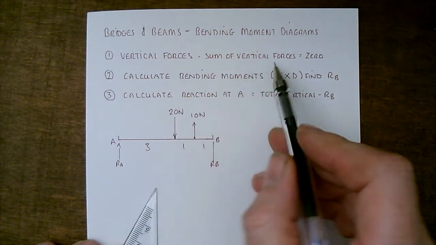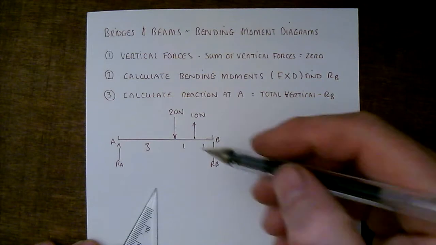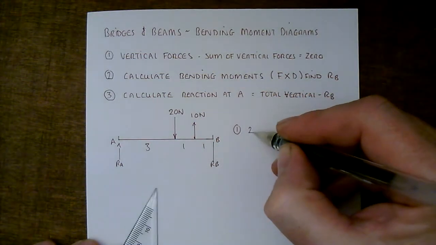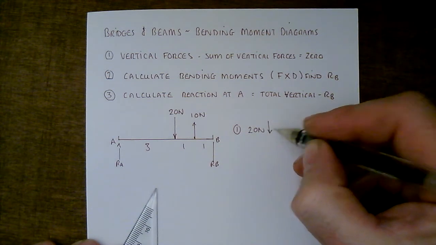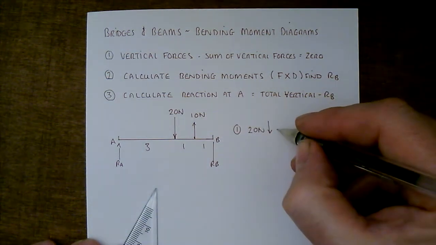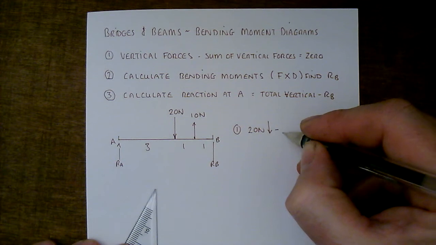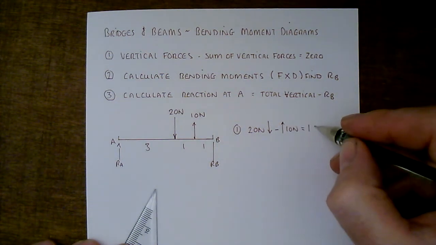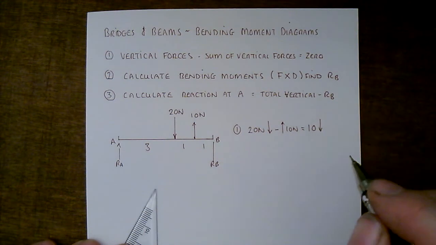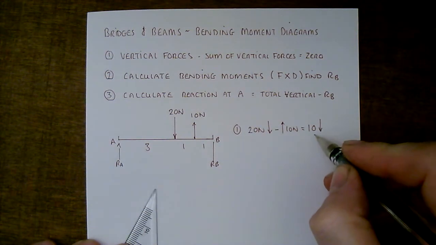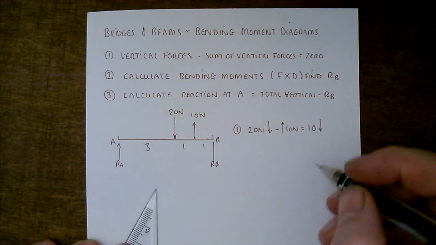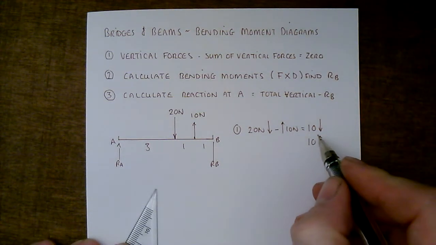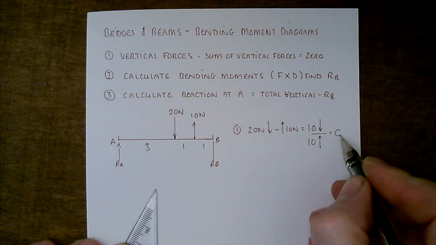Vertical forces, the sum of the vertical forces is equal to 0. So what does that mean? It means I've got 20 newtons acting downwards, so step 1, I've got 20 newtons going in that direction, and I've got 10 newtons going in that direction, so I'll take that away, is equal to, so I've got a total of 10 newtons in the downward direction. Okay, so if that beam was to be supported, then there must be 10 newtons acting in that direction, so that would equal 0.